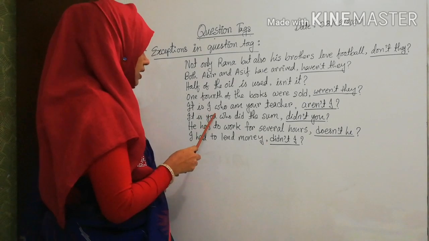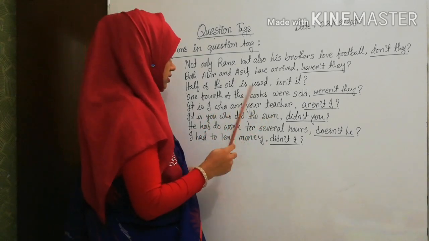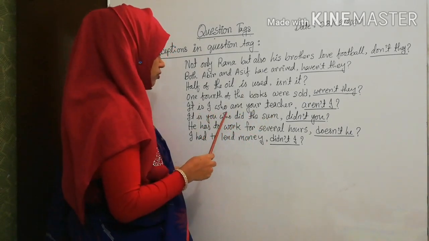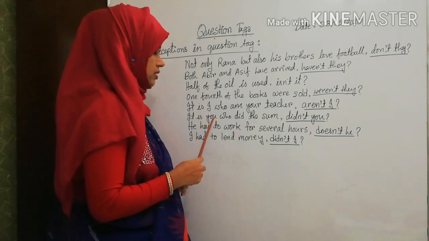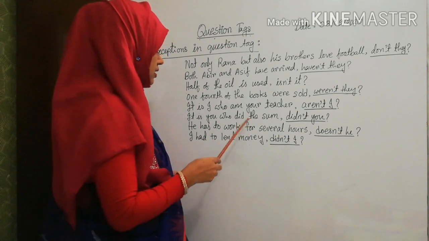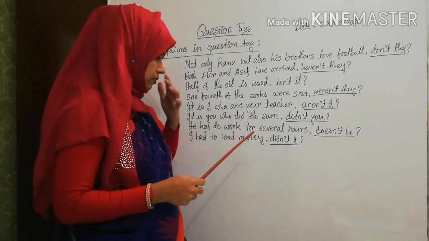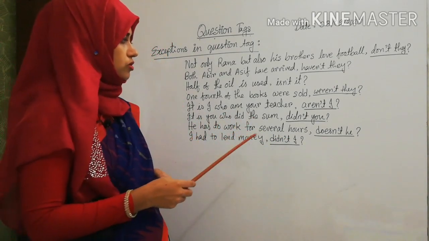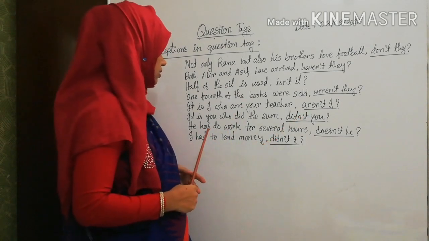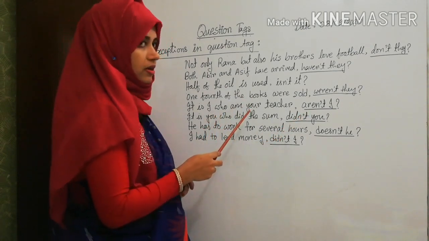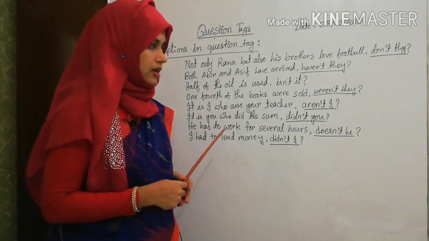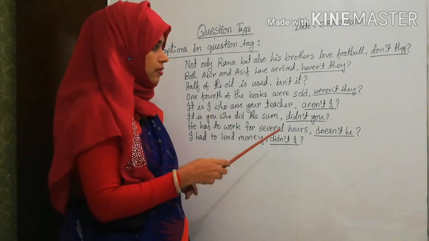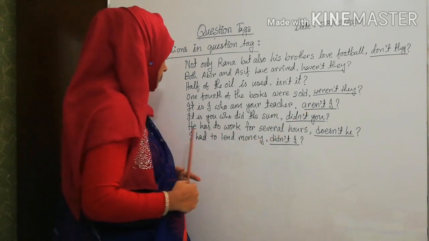Then it is I who am your teacher. It is I who am. When relative clause is given and if you find it is I or it is you, it is he, in that case you have to find out the main clause to make the tag question. That is, I have earlier told that for I am the tag question is aren't I. So the same rule will be applied here, that is aren't I.